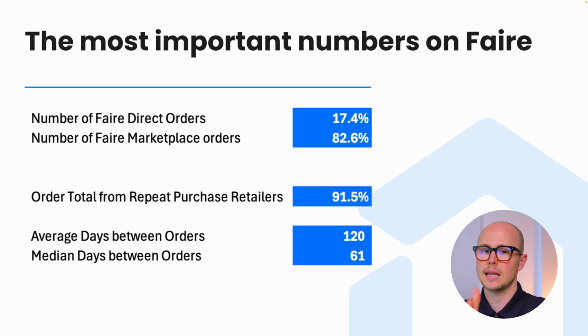So again, stick with it. The third section is the average days between orders and the median days between orders. Now, what this takes into account is it looks at the retailers and works out on average how often they're purchasing. And it's bang on for the median at 60 days or 120 days on average.